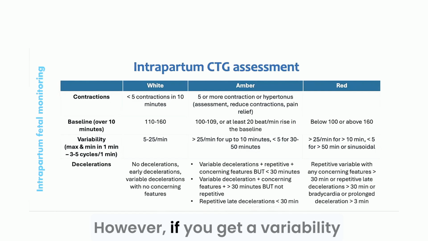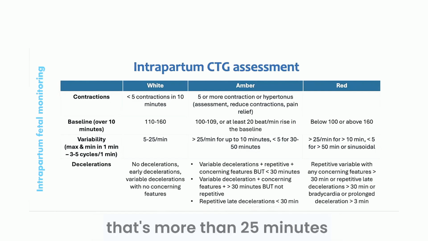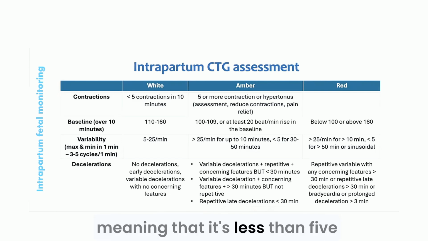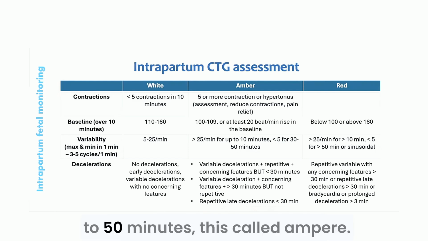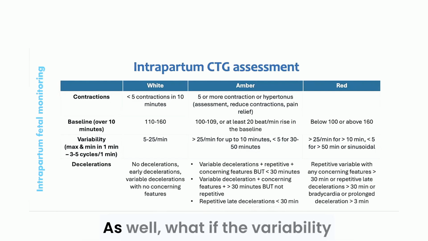However, if you get a variability that's more than 25 for up to 10 minutes, this is called amber. So increased variability is also a warning sign. If the variability increases above 25 for less than 10 minutes, it is considered amber. If the variability is reduced, meaning that it's less than 5, and this lasts for at least 30 to 50 minutes, this is called amber as well.